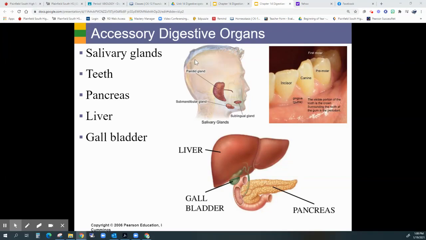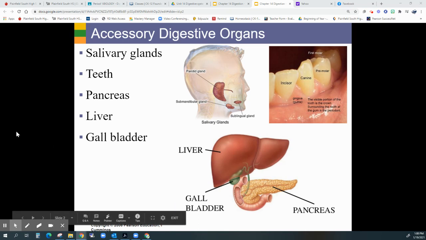All right, guys. So for this lecture, we're going to take a little bit of a look at some of the accessory organs of the digestive system. Those would include all of those listed here: things like the salivary glands that are on both sides of the mouth, underneath the tongue, and at the base of the tongue, your teeth, pancreas, liver, and then finally your gallbladder. So let's go ahead and hop into this one and take a look at these.